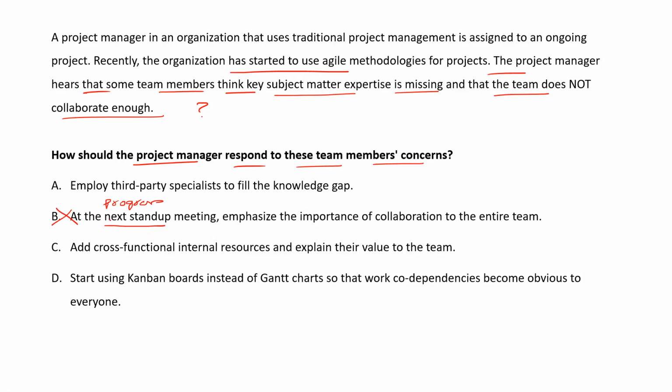And is D making any sense, that Kanban board and Gantt chart have something to do with the question? The team is not familiar with the Kanban board. So this is inverse, right? Anyway, it doesn't make sense with the question also. So we can eliminate D. Remaining are A and C. Which one do you think is a better answer?